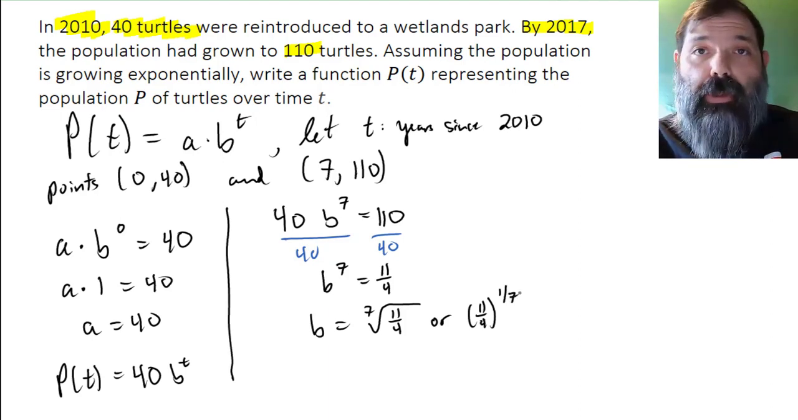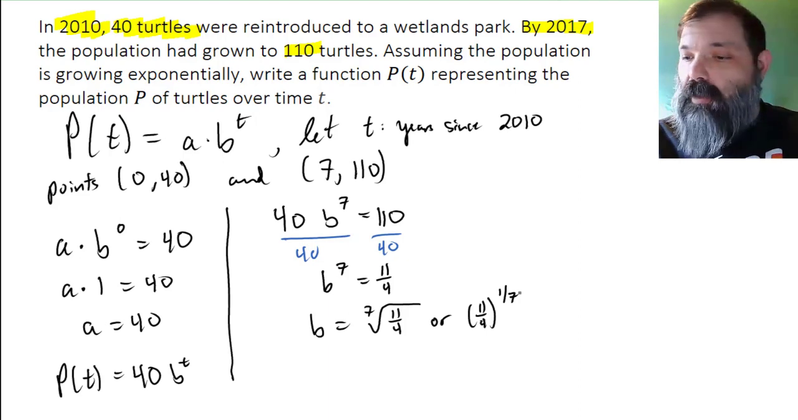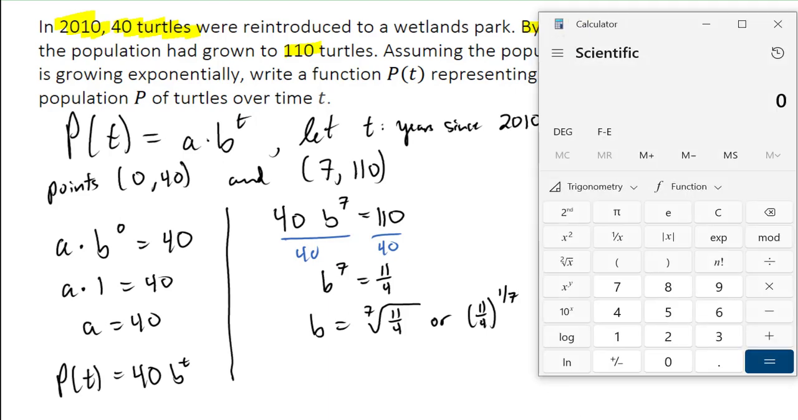Now, I can't do that calculation in my head, so let me bring up a calculator here, whatever one is on my computer. So let's calculate 11 over 4. Now, I don't have a general root button on my calculator, so I'm going to use the 1/7 power. Let me calculate 11 divided by 4, 2.75.